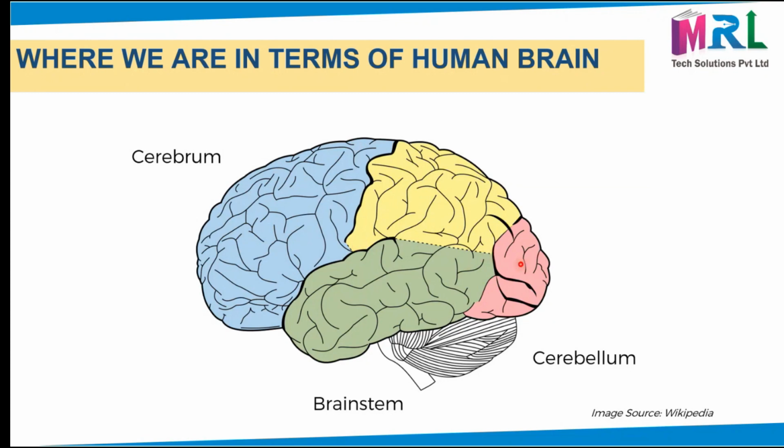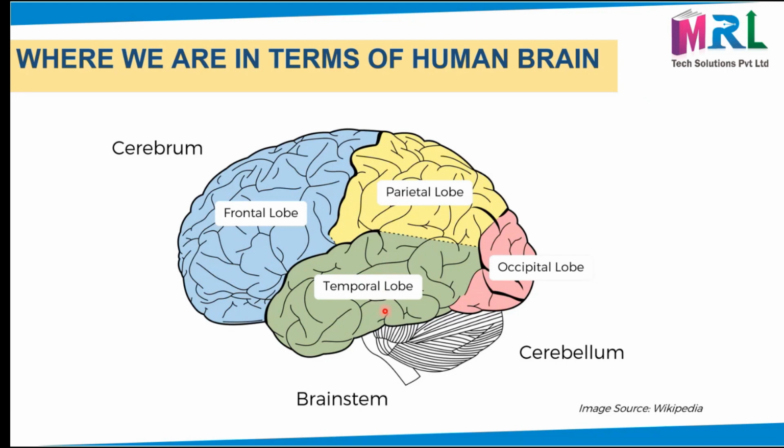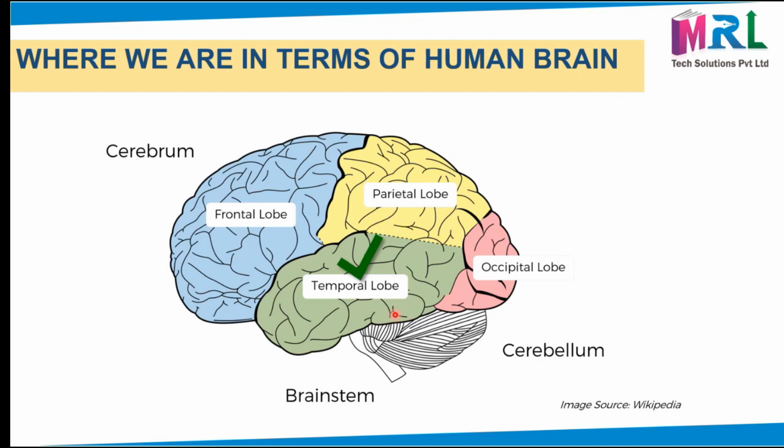This is the picture of the brain. We know a neural network mimics the human brain. The human brain has the cerebrum, which is this whole thing, then the cerebellum, and then the brainstem. The cerebrum has 4 lobes: frontal lobe, parietal lobe, temporal lobe, and occipital lobe. Each and every lobe has some features. If you take the temporal lobe, its memory is long-time memory. For long-term memory, this part of the brain, the temporal lobe, is used.